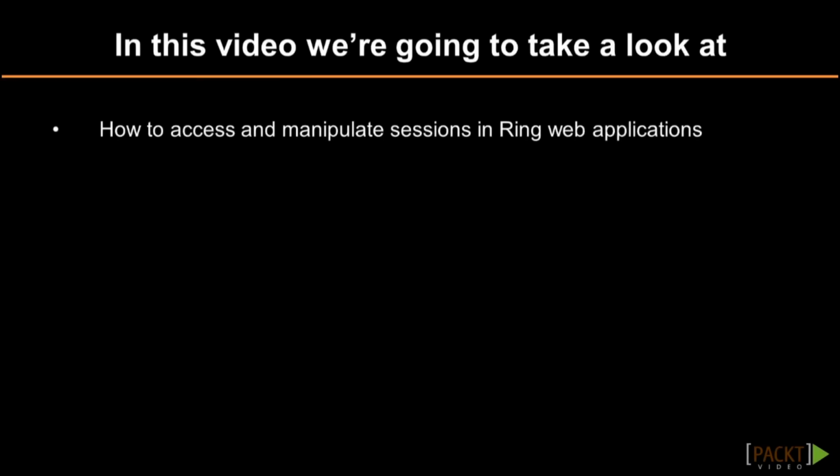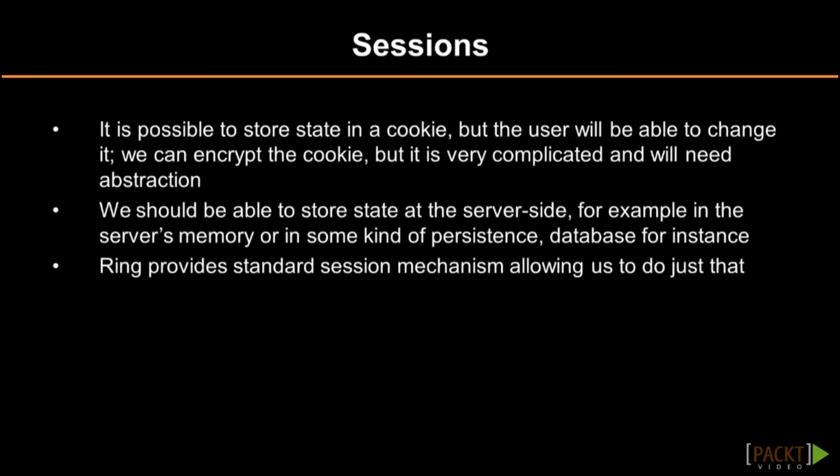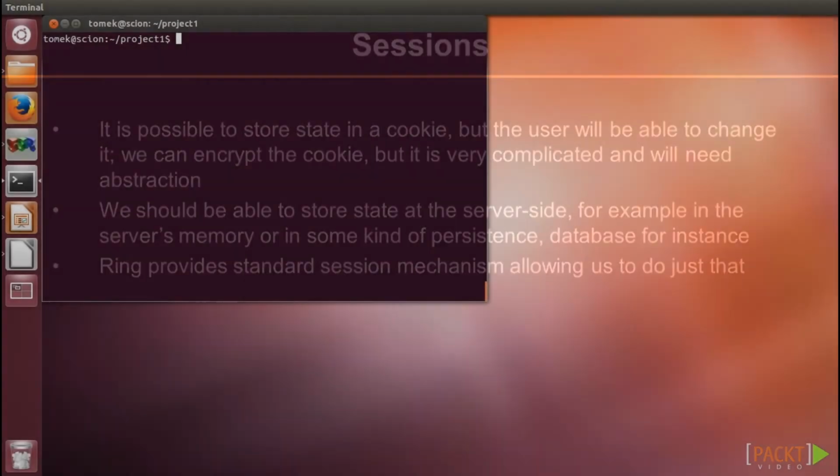In this video, we will learn how to access and manipulate sessions in a Ring web application. In the previous video, we stored the provided username, without verifying the password, in a cookie for further reference. That approach had one significant drawback. That is, the cookie was stored in a user's browser, and the user was able to manipulate its value. We can of course try signing or encrypting the cookie, but the simplest way to overcome this limitation is to use the session mechanism provided by Ring.